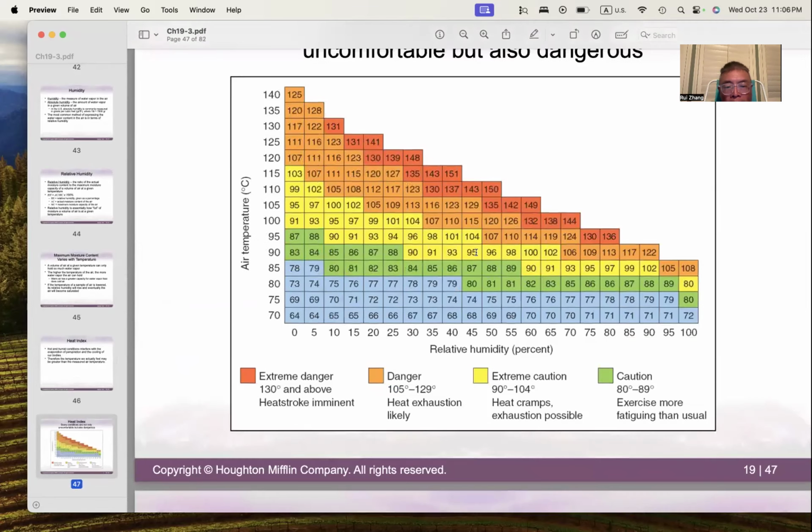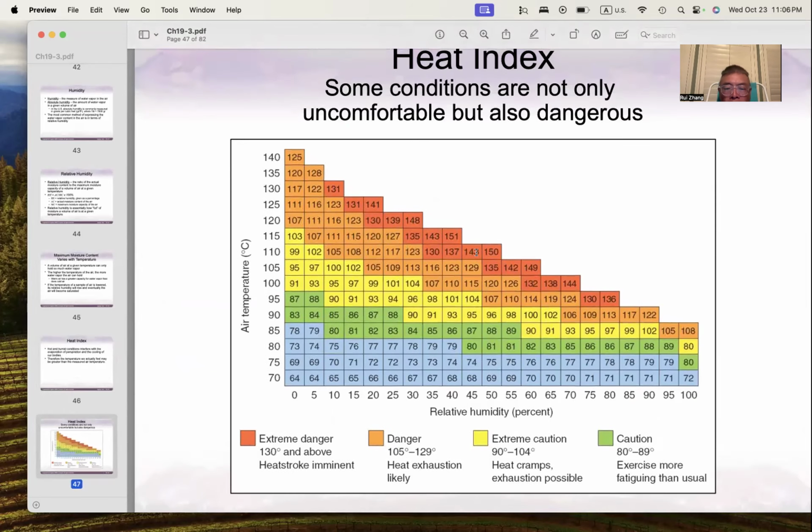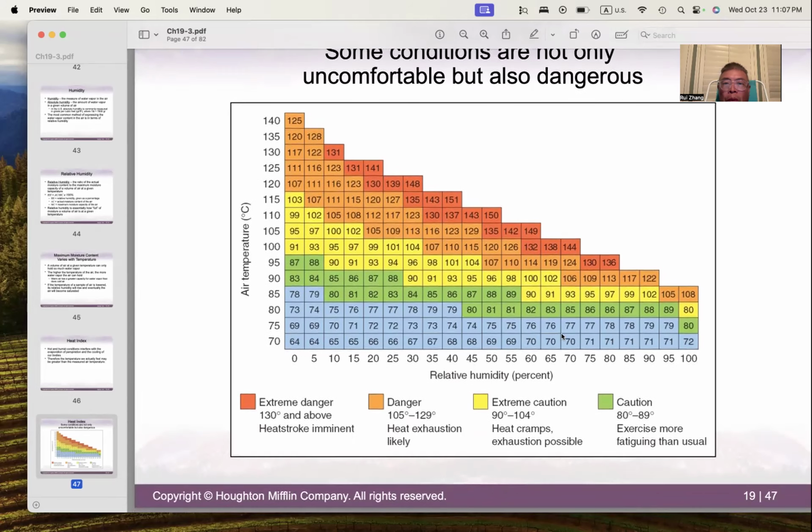And this is actually a very useful graph for everyday life. It tells you the relative humidity and the air temperature. As you see here, this is the actual temperature, but the number here shows you the temperature you feel. So when the relative humidity is 70%, the temperature you feel is the same as the actual temperature. So 70% is really kind of a perfect humidity.